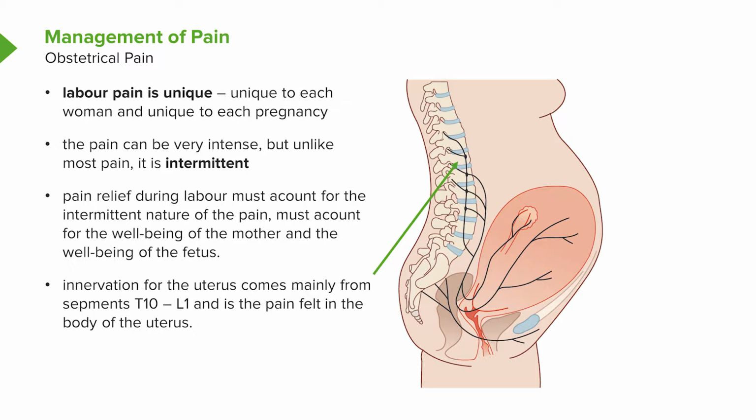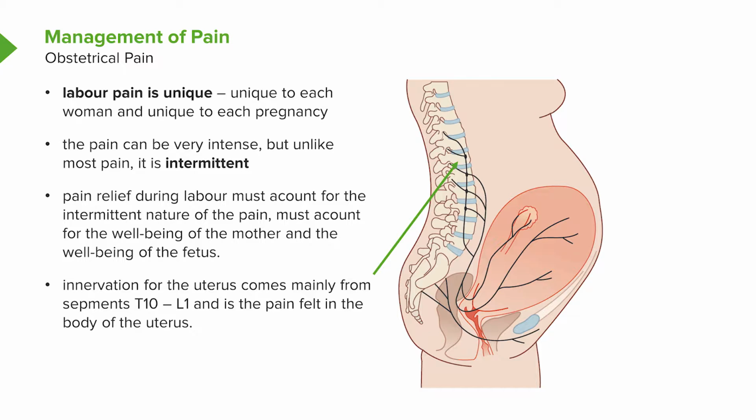The first occurs in segments T10, thoracic 10, to the first lumbar segment. And this is the pain that women feel during actual labor. This is the abdominal pain they feel. And it, as we've already mentioned, is intermittent, severe, and it tends to become more severe as labor goes on.